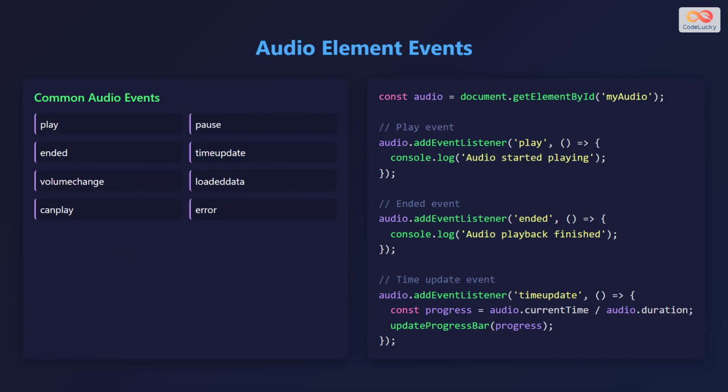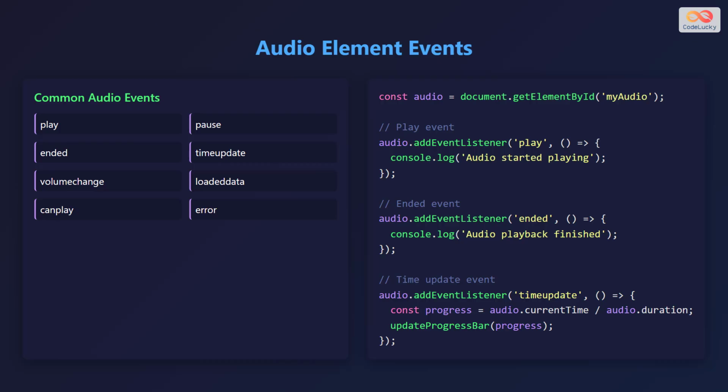Audio elements trigger various events that JavaScript can listen for, enabling dynamic responses to audio playback states. Some common audio events include play, pause, ended, timeupdate, volumechange, loadeddata, canplay, and error. Here's how to listen for some of these events.